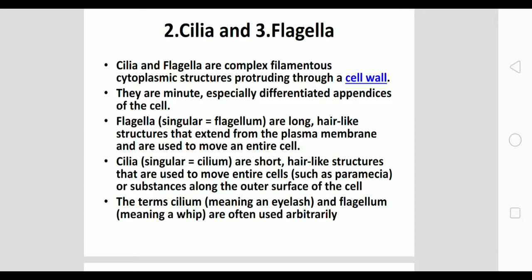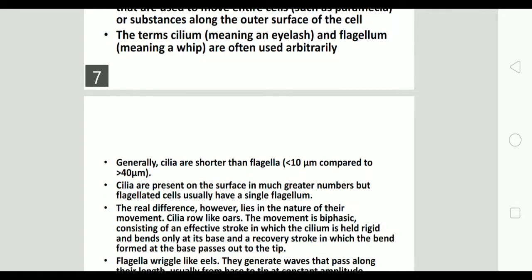Cilia are also hair-like but short. They are used to move the entire cell, for example paramecium. Singular, it is cilium. They are scattered all over the surface of the cell. The terms cilium and flagellum are often used arbitrarily. Cilium means eyelash and flagellum means a whip.